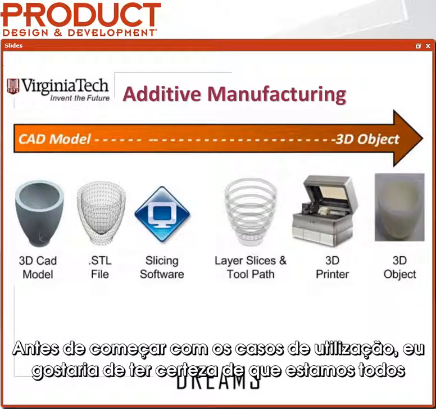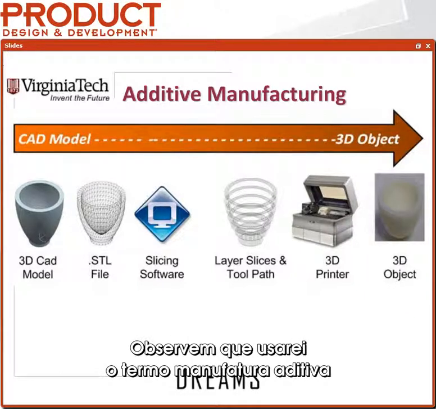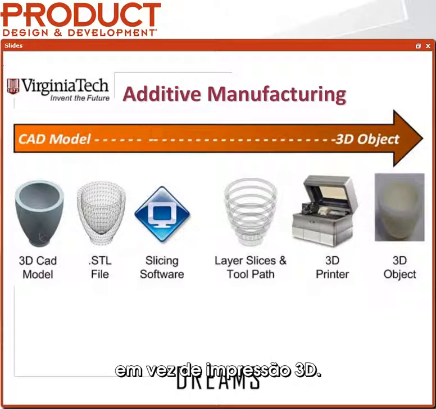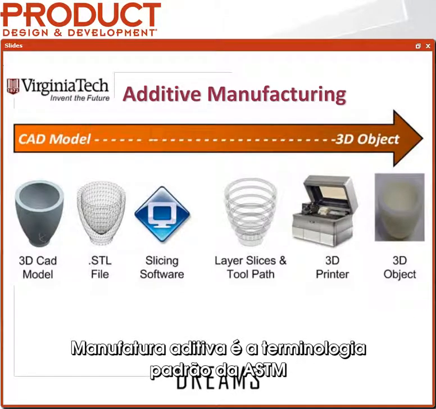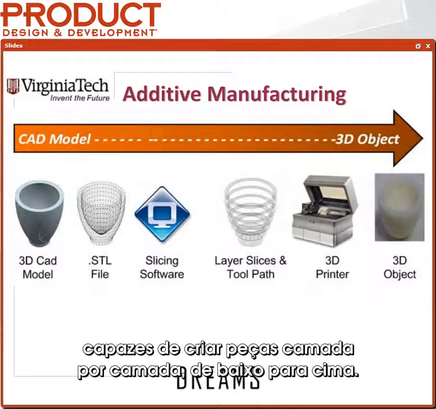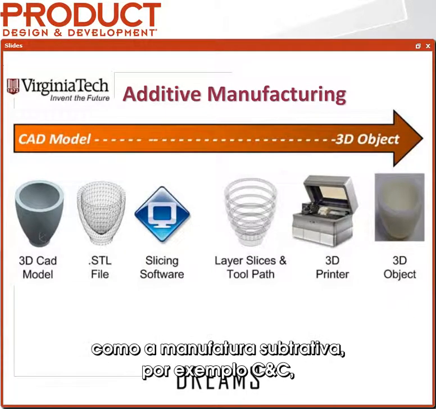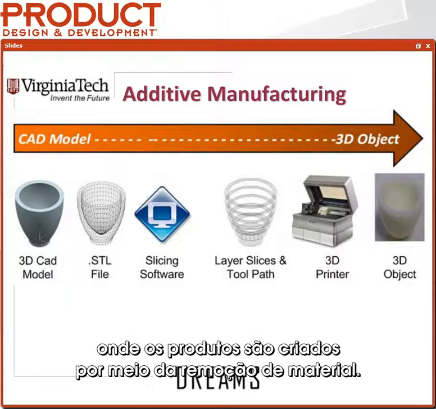So what I want to begin with today, before we really begin with these use cases, is to make sure we're all on the same playing field about what we mean by additive manufacturing. And notice that I'll use the word additive manufacturing instead of the word 3D printing. Additive manufacturing is the ASTM standard terminology referring to this class of technologies that build parts layer by layer from the bottom up. And this is really to contrast it against something like subtractive manufacturing like CNC, where we're removing material to make products.